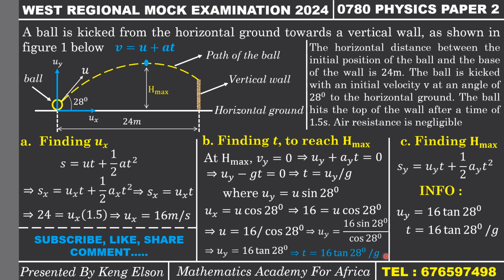Okay, that is the time. And what next do we need? We need ay, which is negative g. So I think with this you can just substitute everything back into the formula, and then you have exactly what the maximum height is. So I think when you substitute, you're going to have 3.6 something.